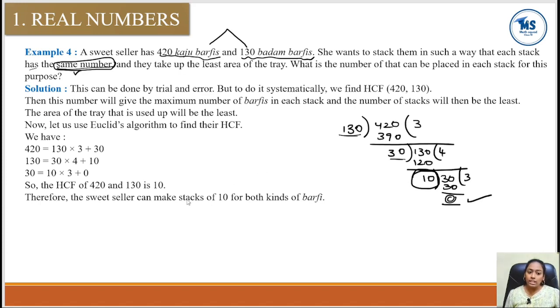So the sweet seller can stack them in stacks of 10, for both kinds of Barfis, so that they occupy the least area there.